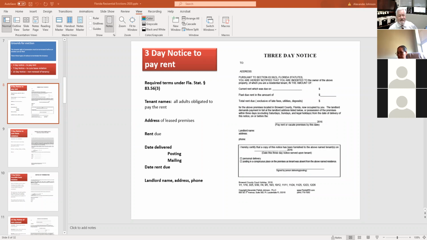So the 3-day notice seems to be simple, but there are many mistakes that you can make that will render it invalid. If the notice isn't done correctly, you don't terminate the tenancy. And therefore, if you file an eviction based on a flawed notice, you will lose the eviction and then pay the tenant's attorney's fees for your mistake. So the first thing is, who do you name on the notice?